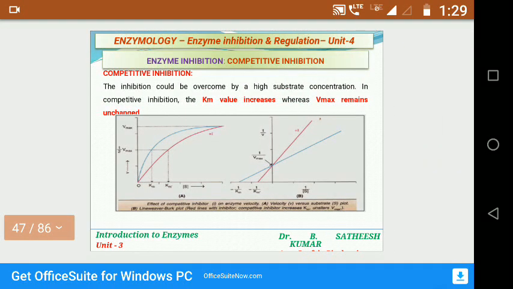In this case, as the inhibitor is binding to the active site, competing with the substrate for the active site, the Km value increases. But at the highest concentration of substrate, the enzyme approaches Vmax. Therefore, there is no change in Vmax. In competitive inhibition, the Km value increases and Vmax remains unchanged.